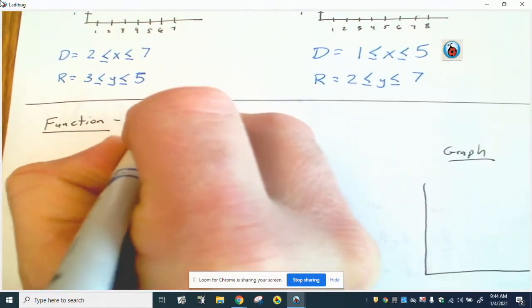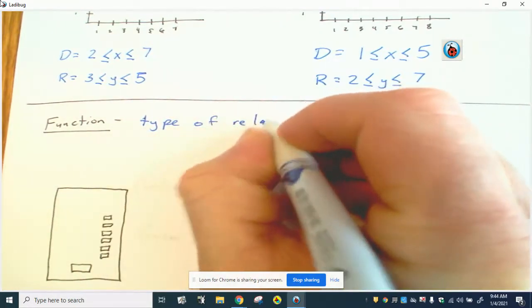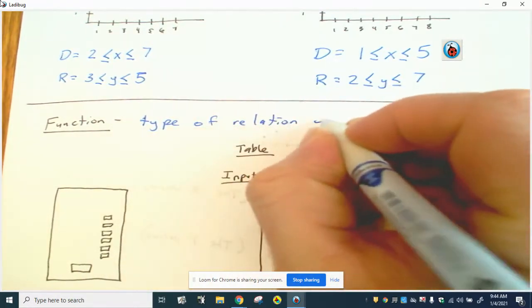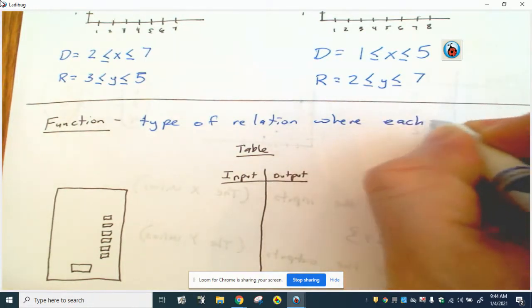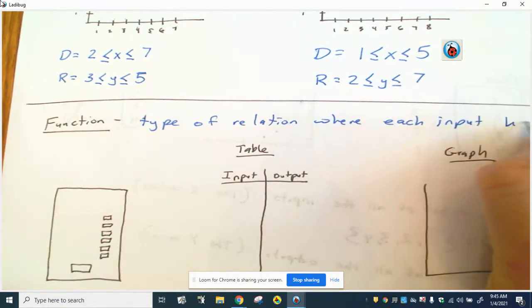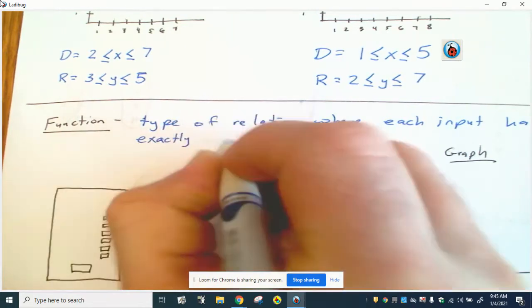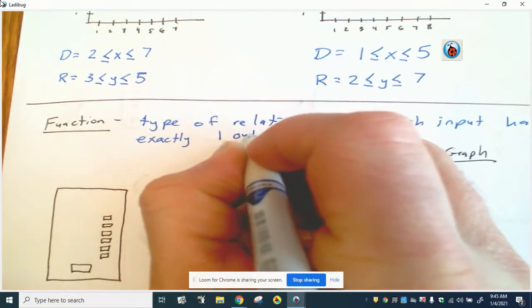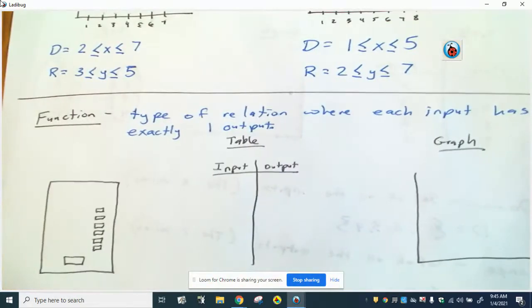It's a type of relation where each input has exactly one output. Okay? Now, that's important.